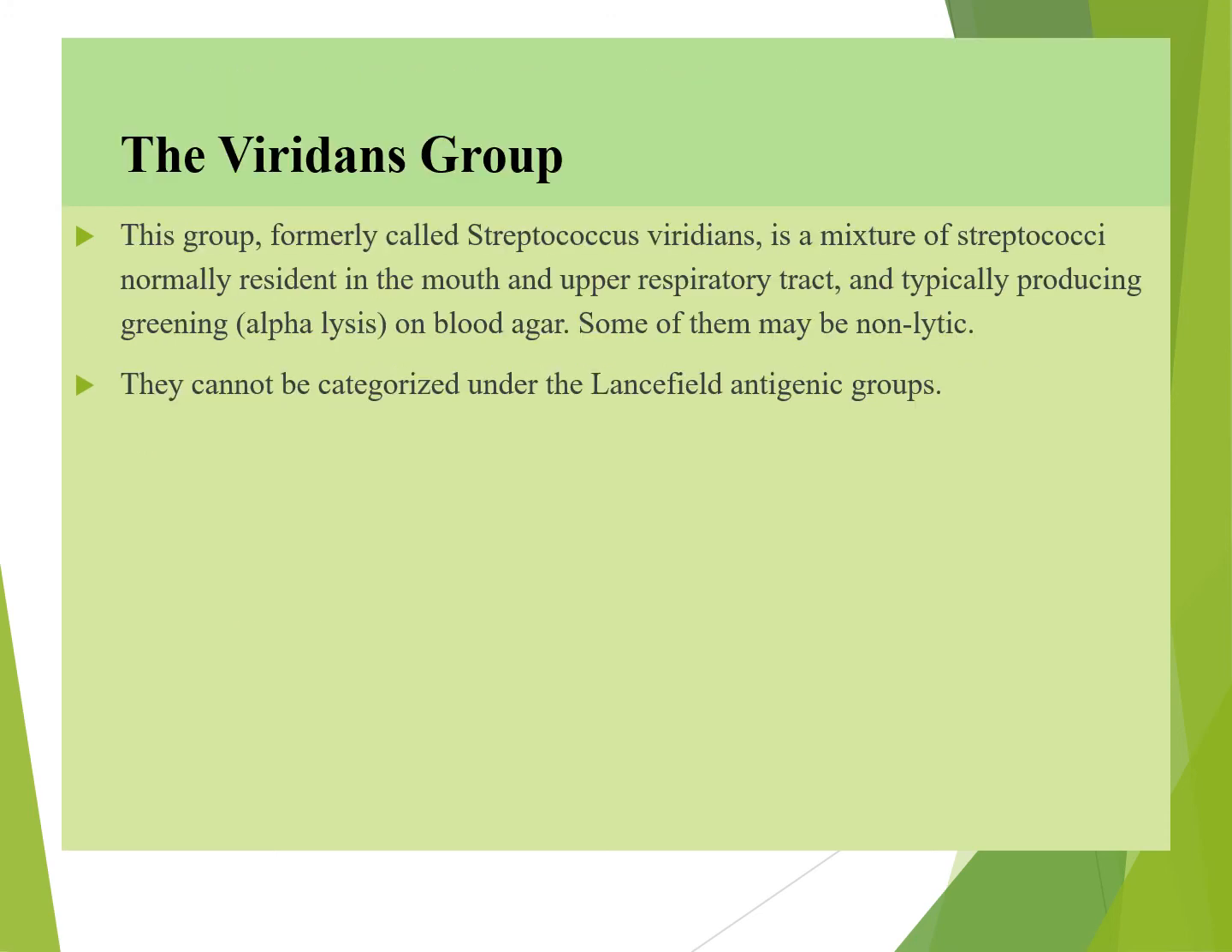The Viridans Group. This group, formerly called Streptococcus viridans, is a mixture of Streptococci, normally resident in the mouth and upper respiratory tract, and typically producing greening alpha lysis on a blood agar. Some of them may be non-lytic. Of course, the name Viridans means that it produces a green pigment. They cannot be categorized under Lancefield antigenic groups.